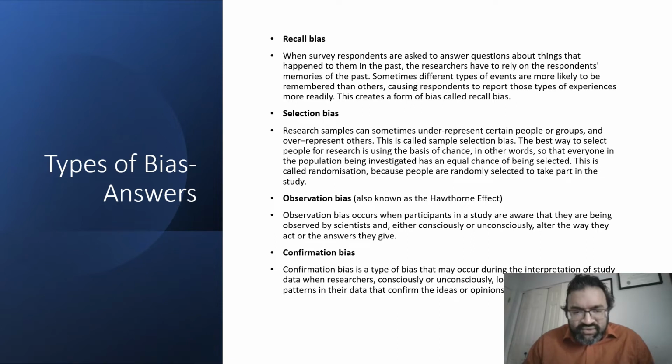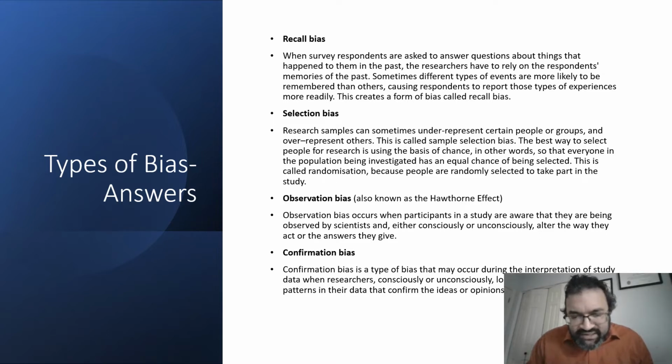Selection bias: research samples can sometimes underrepresent certain people or groups. So if you're doing an observational study, this might actually be something effective. Hawthorne effect, or the observation bias. By observing something, you kind of shift the bias, or the participants change their behavior.